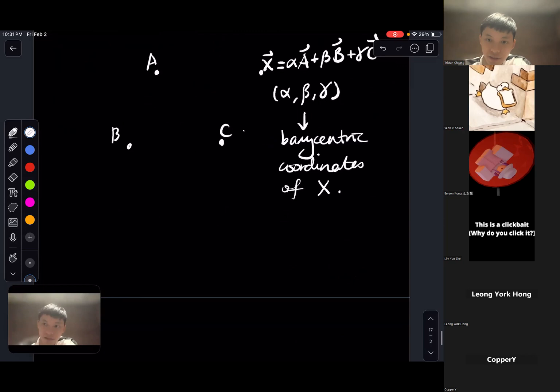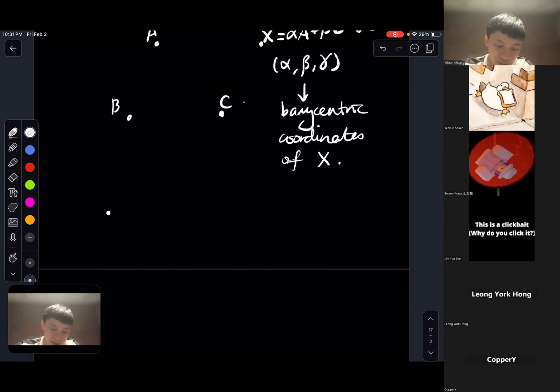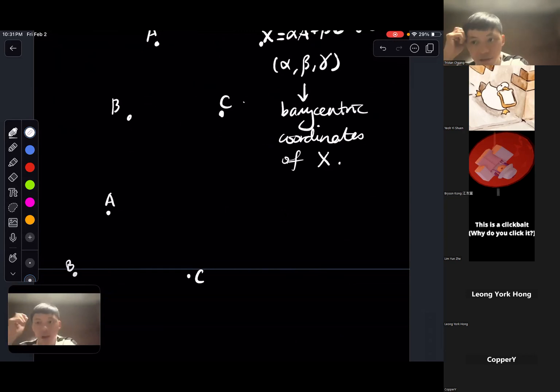So let's look at a few points. Let's say we fix A, B, and C already. So again, this coordinate depends on where you choose A, B, and C. It's kind of like the origin of this coordinate system. Instead, there are like three origins. There's A, B, and C. Assuming we are having the barycentric coordinates with respect to these three points, what's the coordinate of A?